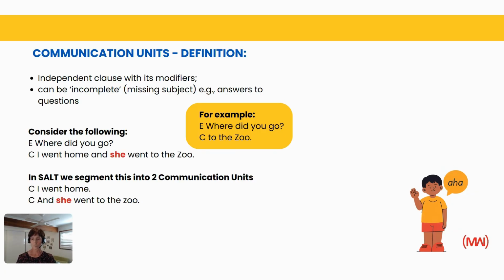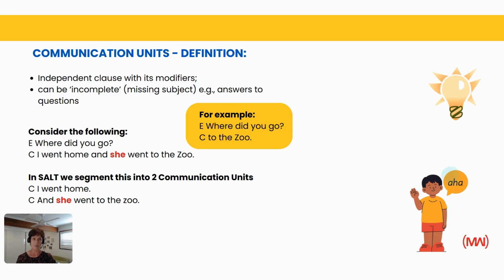Now consider the following example. The examiner says, "Where did you go?" The child says, "I went home and she went to the zoo." Now in SALT, we segment this into two communication units. I went home and she went to the zoo.